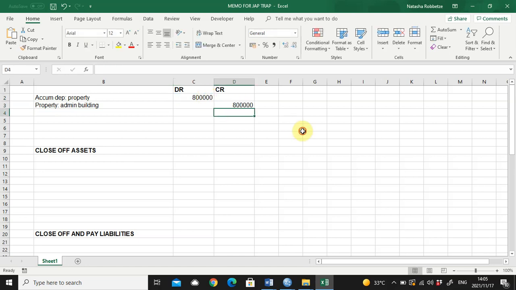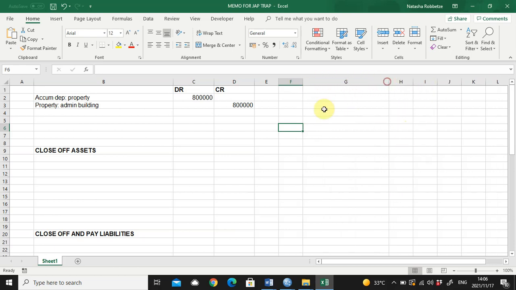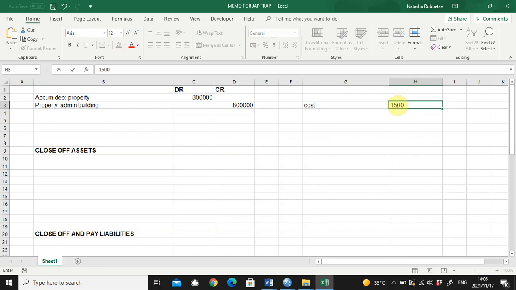After we've done that, we need to account for the revaluation surplus. So the revaluation surplus, I'm just going to calculate it here on my right-hand side. So I'm going to start by saying there was a cost price for this property, and the cost price was given to us as 1.5 million. Then the accumulated depreciation was 800,000, and we were left with a carrying value, which is now the difference between the two, of 700,000.